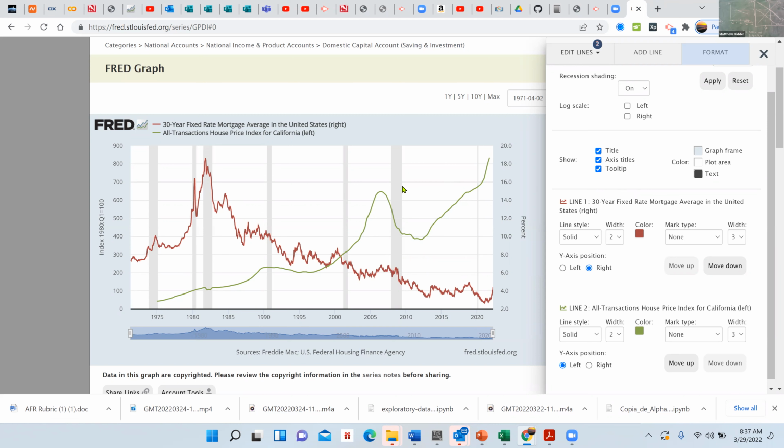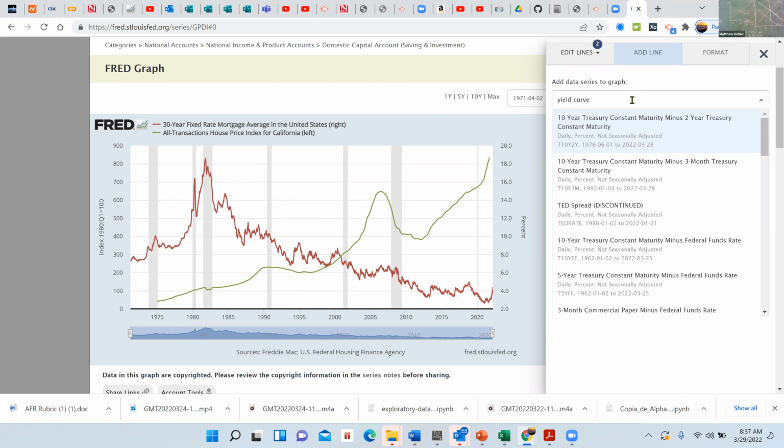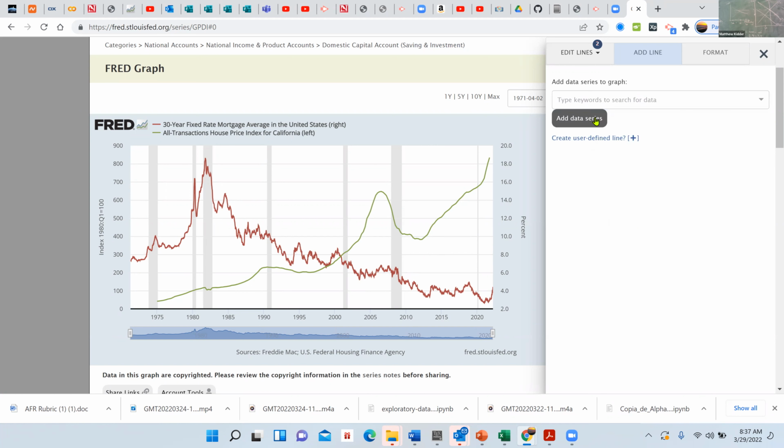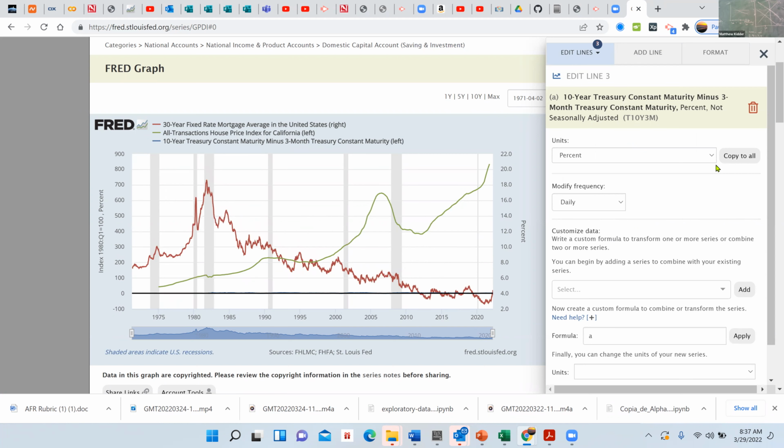So here's housing prices. Peaks in September 2006. When do you think the yield curve goes negative? You want to see? I'll go ahead and take off the interest rates and I'll add the yield curve. Let's look at 10-year minus 2-year. I'm gonna go 10-year minus 3 month. That's the typical one. There's also 10-year minus 2-year, but I'm gonna go this.